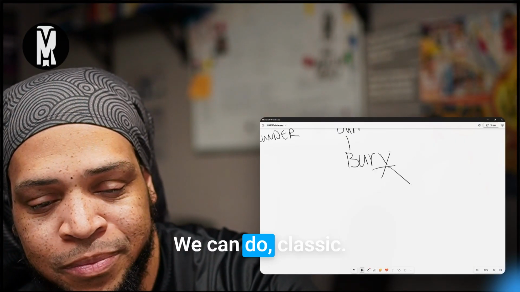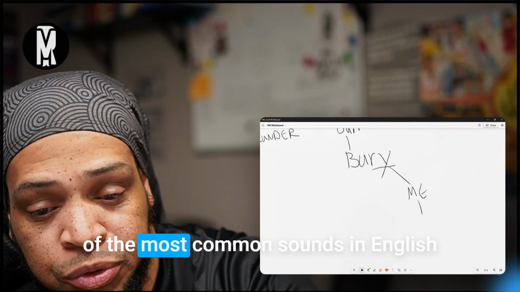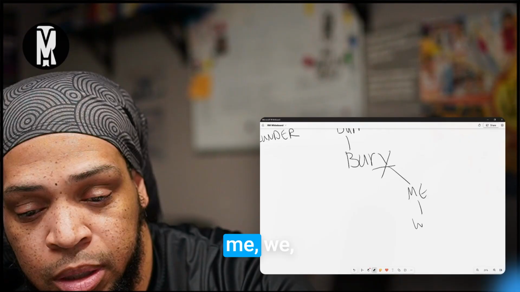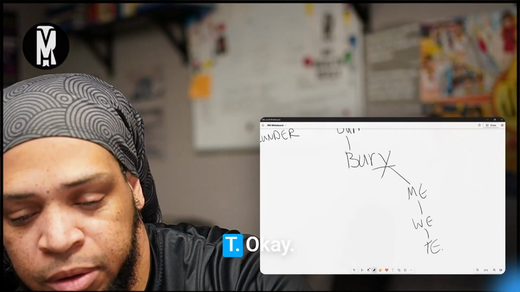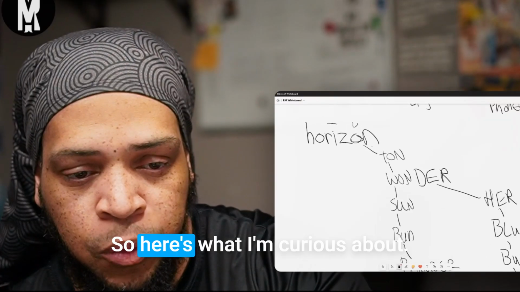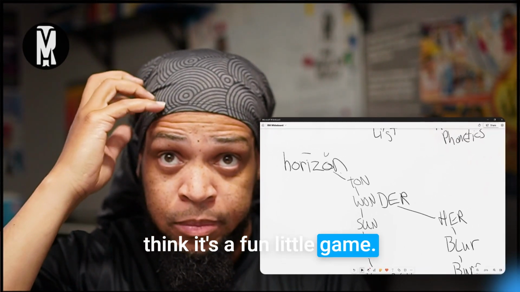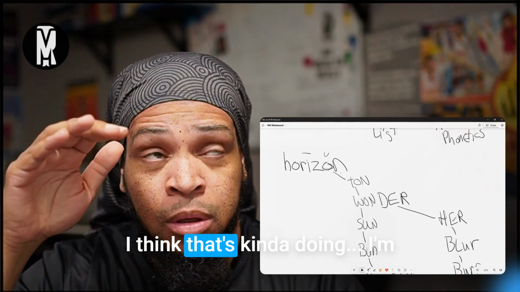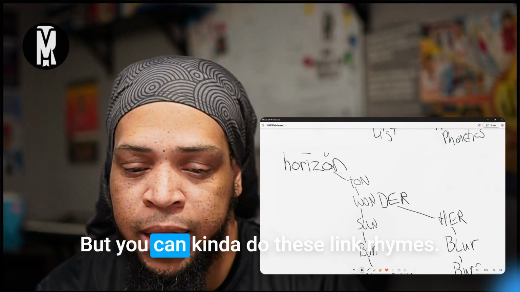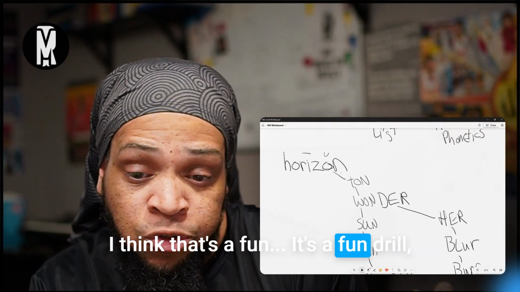We can do, classic. I feel like the long E sound is one of the most common sounds in the English language, at least American English. Me, we, T. Okay, we can keep going. All right. So here's what I'm curious about. I can keep doing that, and I think it's a fun little game. I'm calling it rhyme transitionings, but there might be a better word for it. But you can kind of do these link rhymes. I think it's a fun drill.